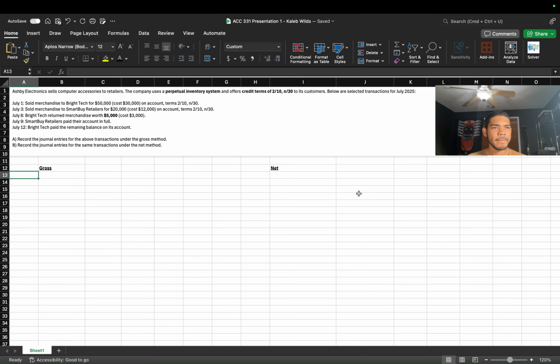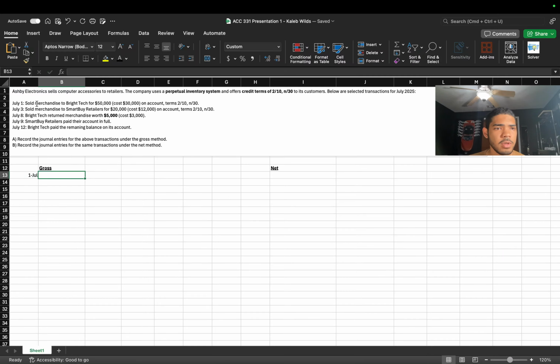All right. I'm going to be doing a problem over accounts receivables with sales discounts and returns, and I'm going to be comparing them across the gross and net approach. So here we have a problem. We have a company that's using a perpetual inventory system and offering credit terms of 2/10, n/30. So to start with the gross journal entries.